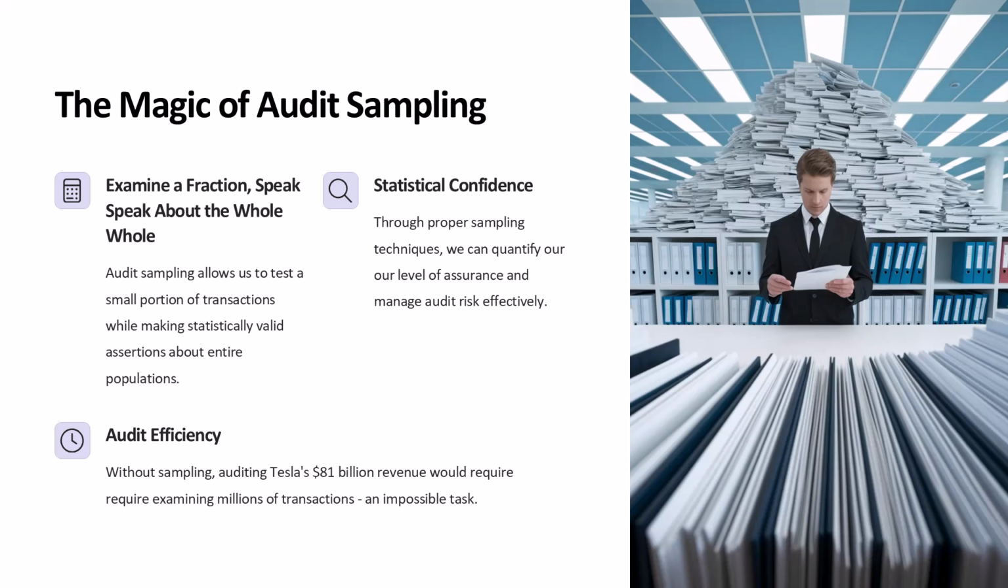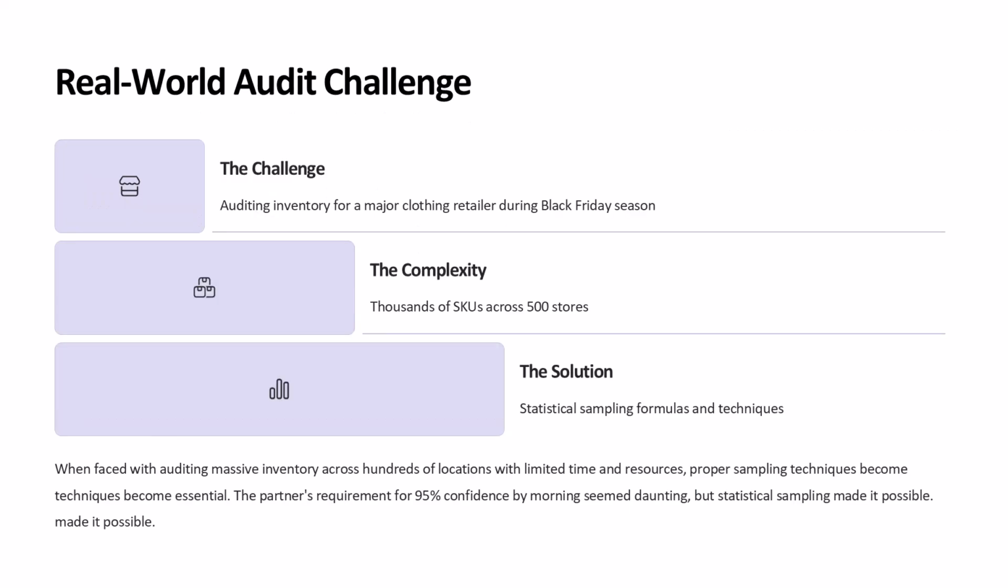Picture this. You're an auditor at Tesla, looking at their $81 billion in annual revenue. Are you going to test all 2 million vehicle sales transactions? Of course not. You'll test maybe 100 transactions and then make a statistical leap that would make Evel Knievel nervous. That's audit sampling, and today you're going to master it.